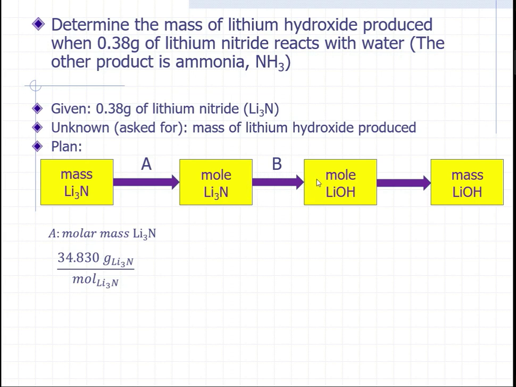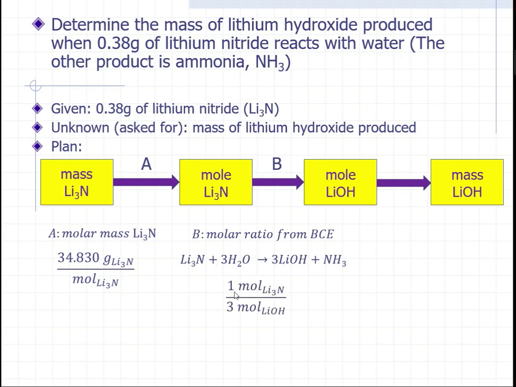What do I need for step B? For step B, I need the molar ratio from the balanced chemical equation. So I need a balanced chemical equation. There it is. Sometimes you'll have to write the equation, sometimes it'll be given to you, but you need a balanced chemical equation. The molar ratio I'm looking at is the relationship between lithium nitride, Li3N, and LiOH. I can see it's a 3-to-1 ratio. So my ratio is 1 mole of lithium nitride for every 3 moles of lithium hydroxide.